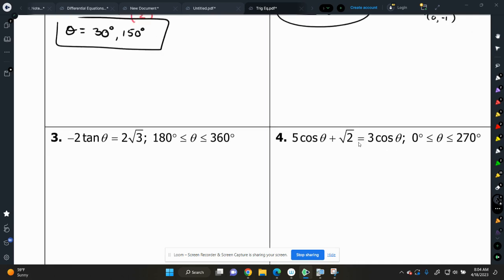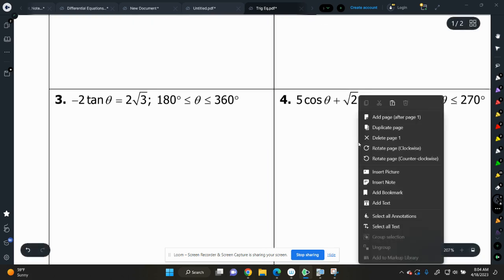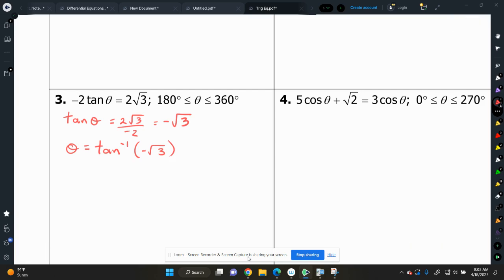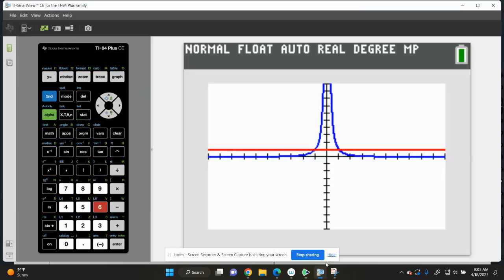All right, we're getting harder. So looking at number 3, let's divide by -2. So tangent theta equals 2√3 over -2, which is -√3. So theta equals inverse tangent of -√3. So tangents are hard because it's y over x, so I kind of have to do the math. So I'm going to see if I can get my calculator to help me a little bit.